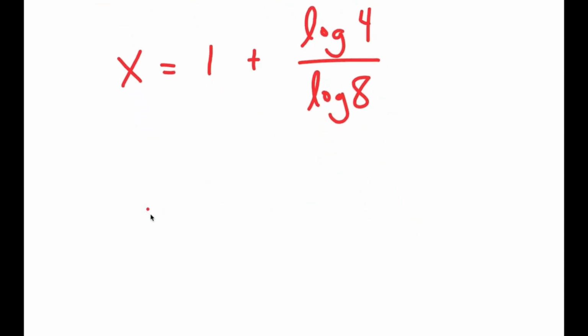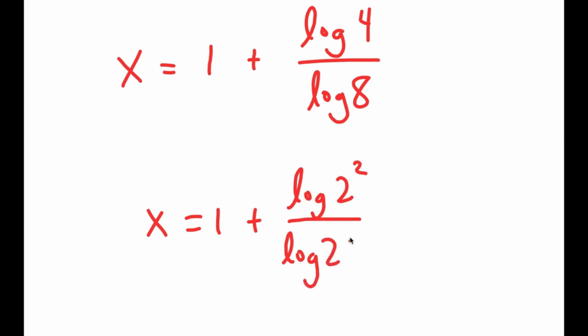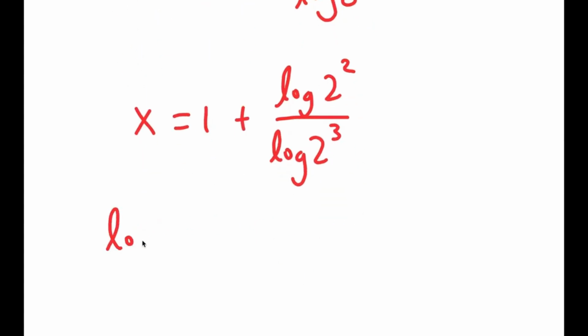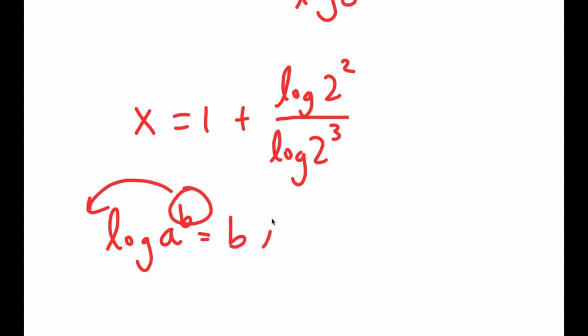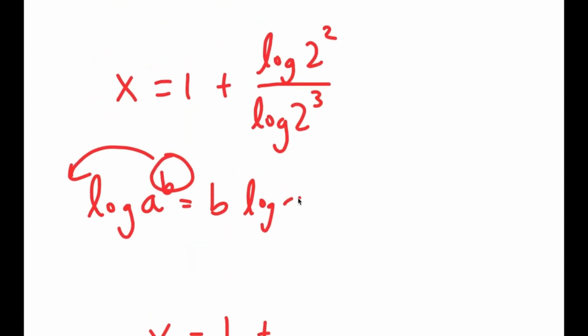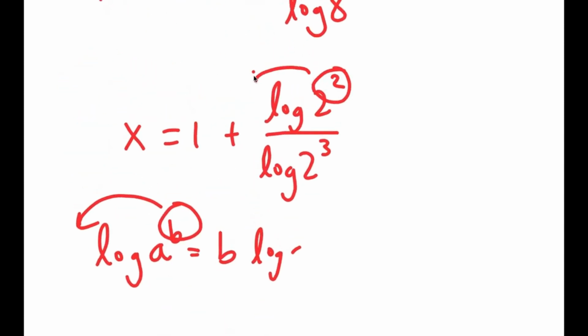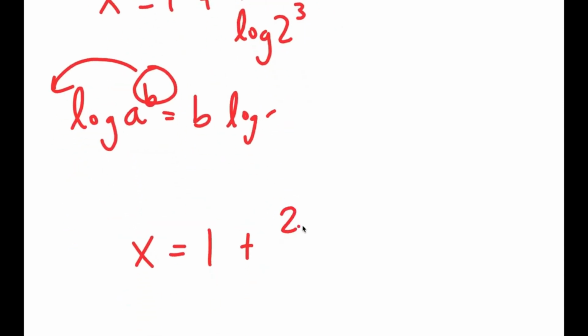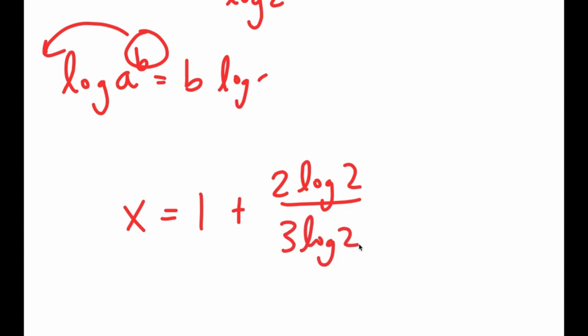Now, log of 4 is the same thing as log of 2 squared, and log of 8 is the same thing as log of 2 to the power of 3. So now if I have something in the form log of a to the power of b, again, I can move b to the front, so it's b times log a. That's exactly what I'm going to do with both of these. So I get x is equal to 1 plus, I can move the 2 to the front, so 2 times log 2 over the same thing with 3, so 3 times log 2.